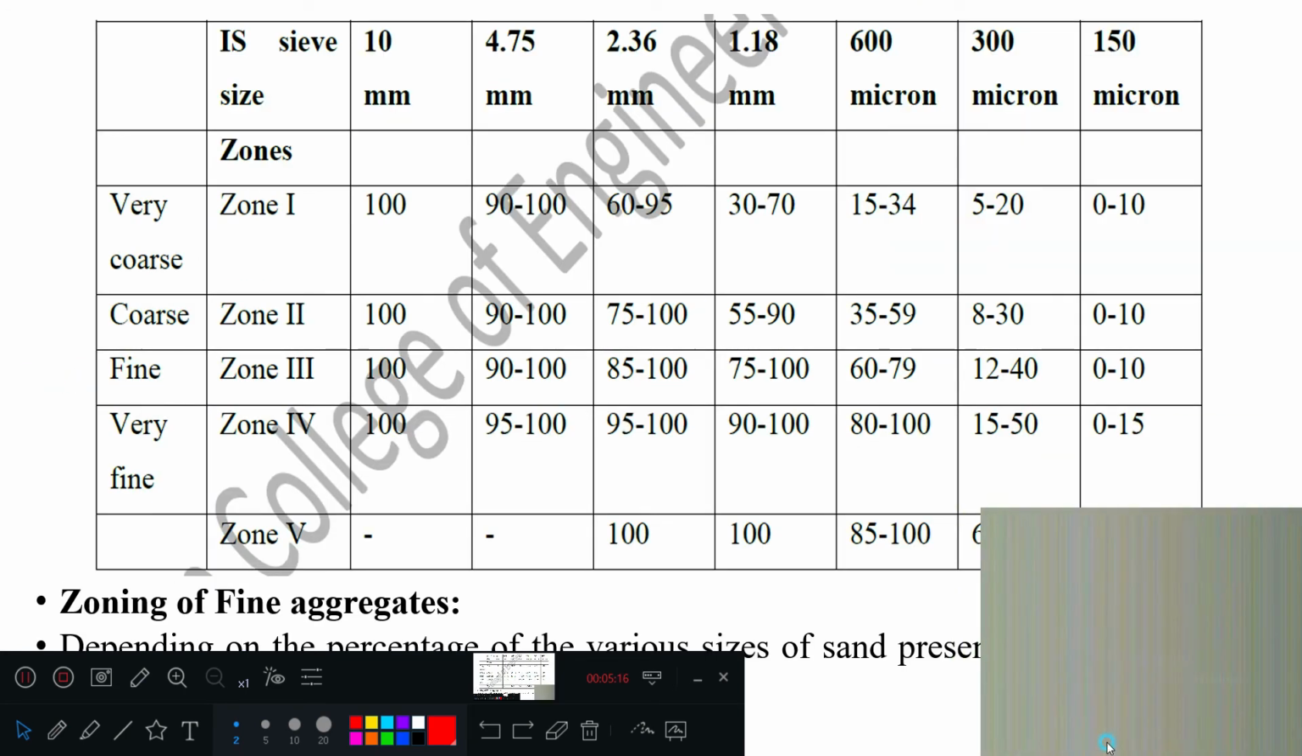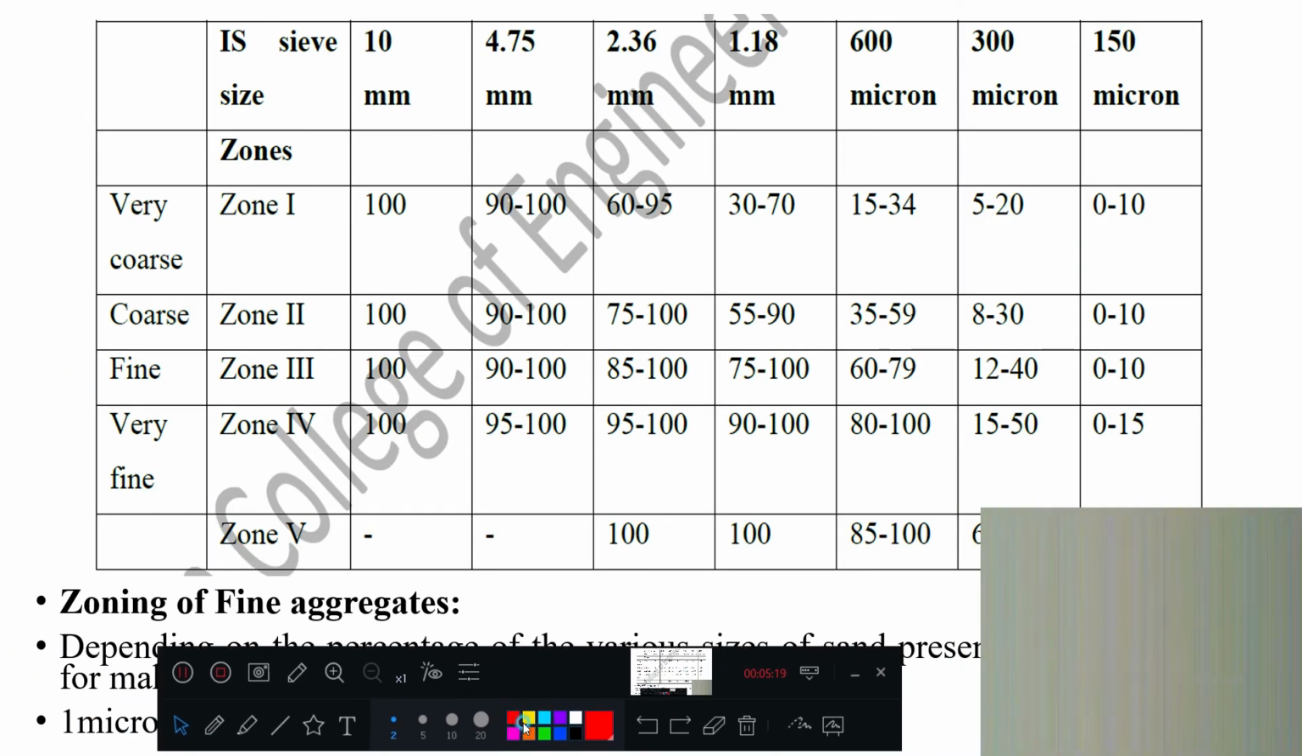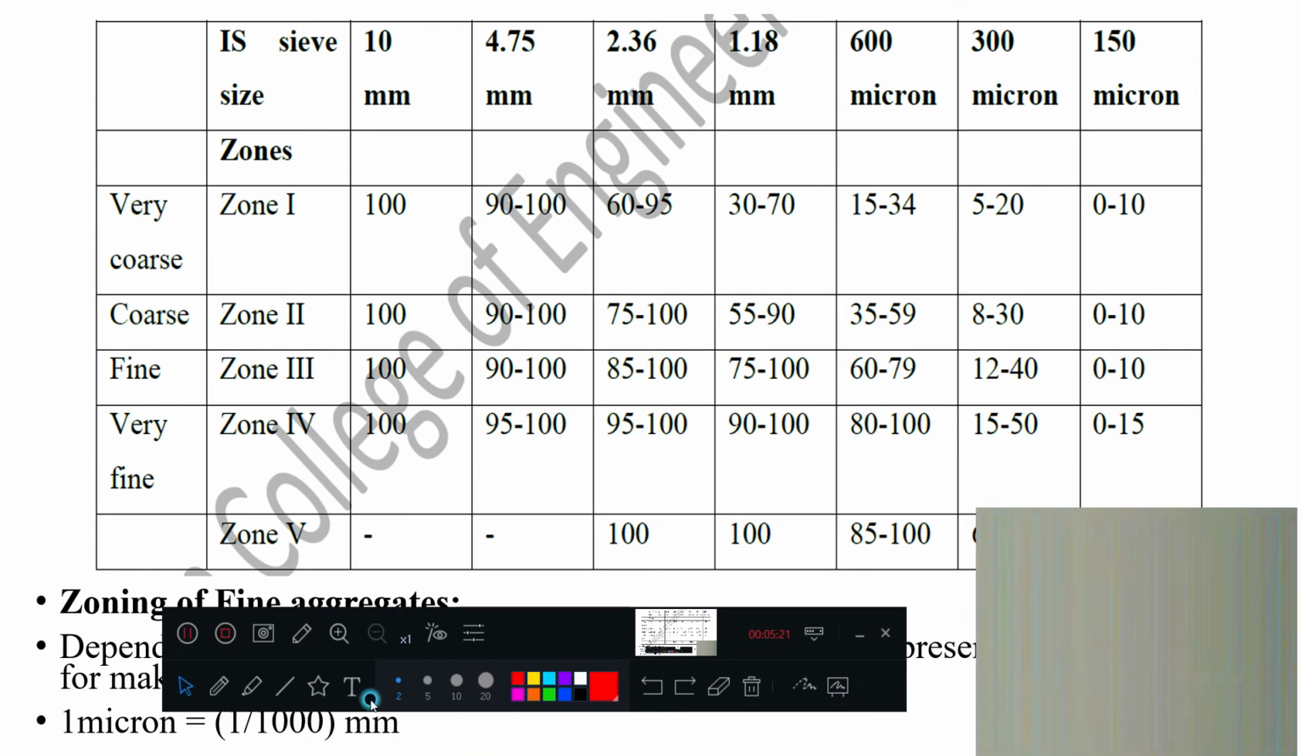Here there is one more table. In a simple way I can explain it to you, so don't get confused. On the side they have given qualitative values: very coarse sand, fine sand, very fine sand. Okay, that you should understand. Very fine sand, coarse sand, very coarse sand. And in front of that they have written zones: zone 1, zone 2, zone 3, zone 4, zone 5.